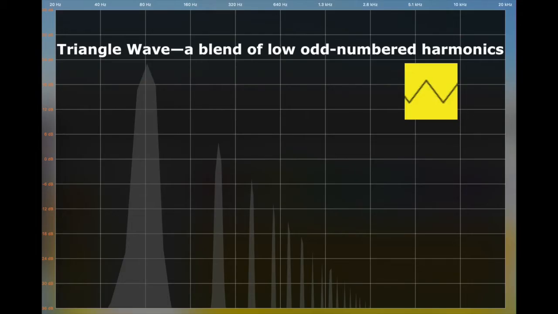The next wave is a triangle wave, and it's also a blend of odd-numbered harmonics, but it tends to favor the low-numbered odd harmonics. So we have harmonics here. I can see the 1st, the 3rd, the 5th, the 7th, the 9th, the 11th, the 13th, 15th, 17th, 19th, 21st, 23rd, 25th, 27th, and the 29th harmonics on this graph.